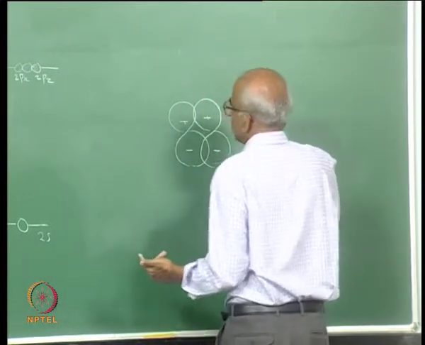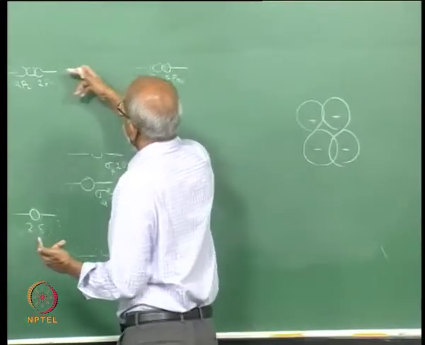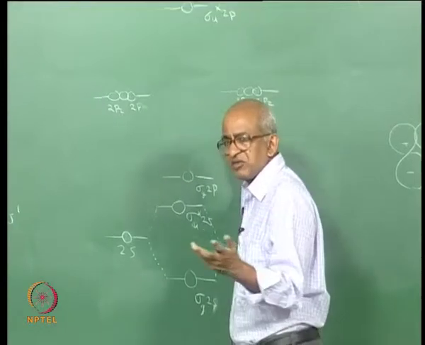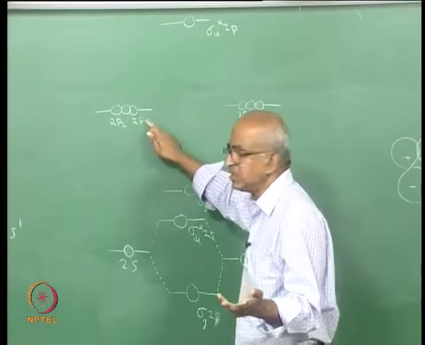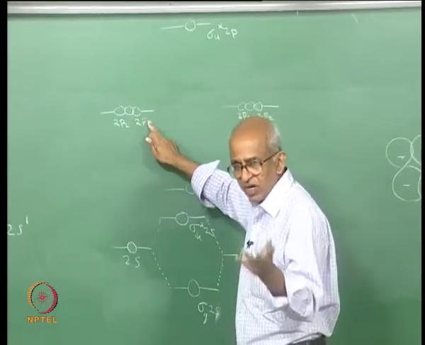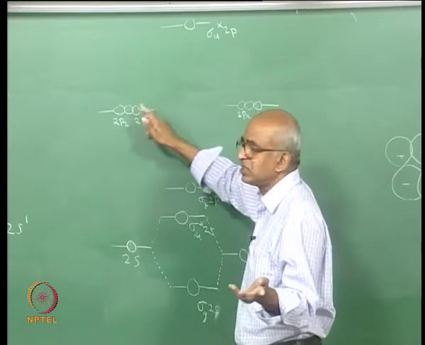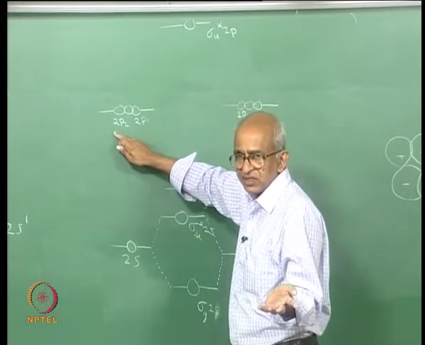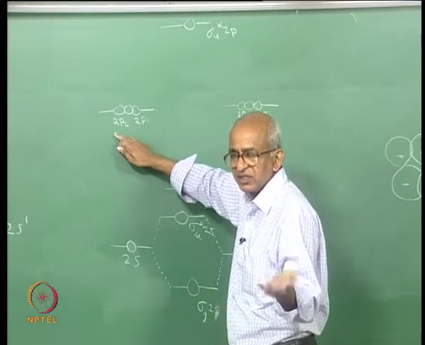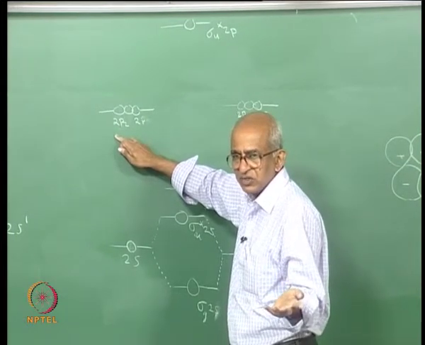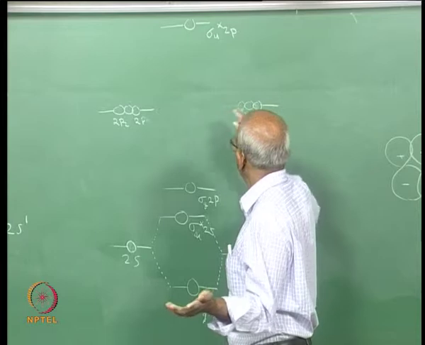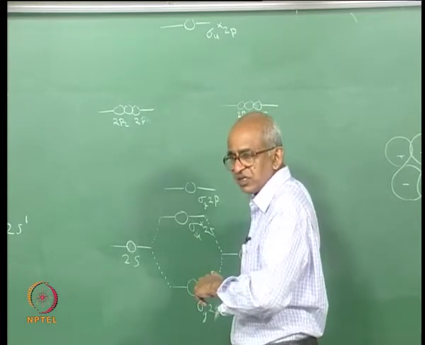And further, if you think of 2px interacting with 2px, can 2px interact with 2pz on the other? No, definitely they cannot. Overlap integral is 0. It cannot interact with 2py on the other. Again, the overlap integral and the resonance integral are both 0. So, 2px on this can interact with only 2px on the other one.